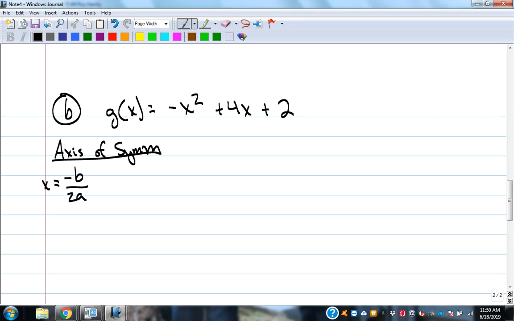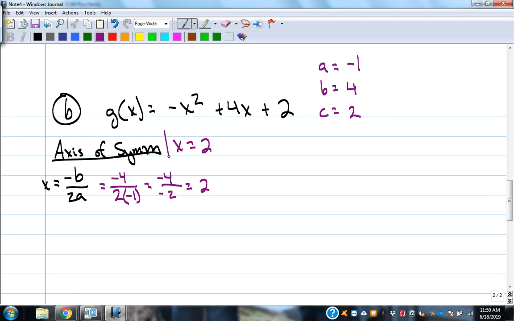All right. Now, negative b in this case, maybe it's helpful to make that list up here because we're going to use it over and over. So a is -1, b is 4, c is 2. We know those things, and we're plugging them in. Negative b would be -4 over 2 times -1. So that'd be -4 over -2, which is +2. x equals +2 is our axis of symmetry. Okay.